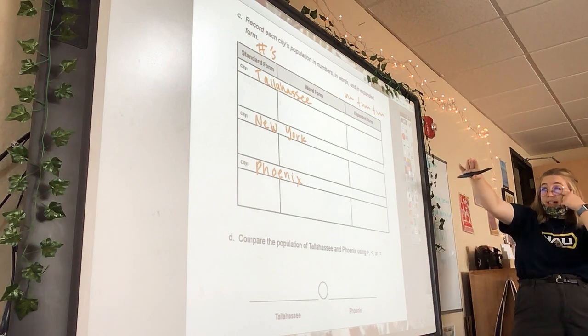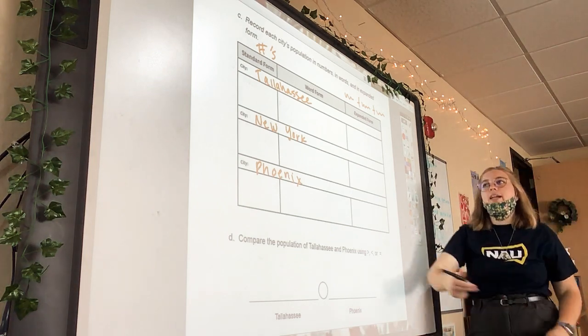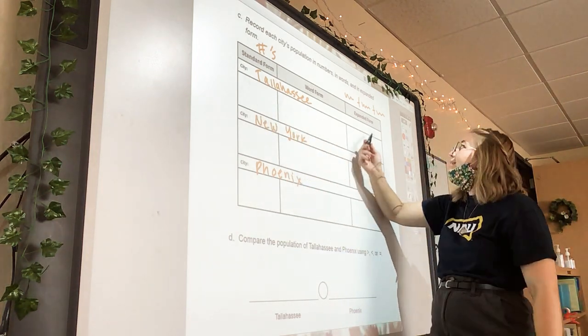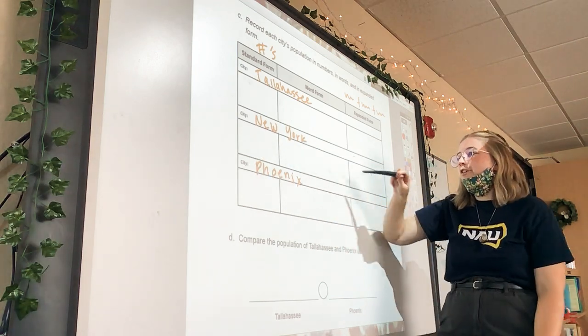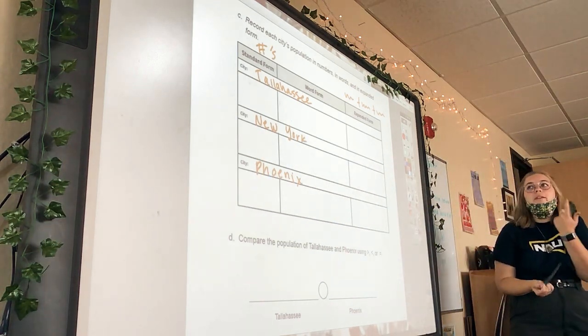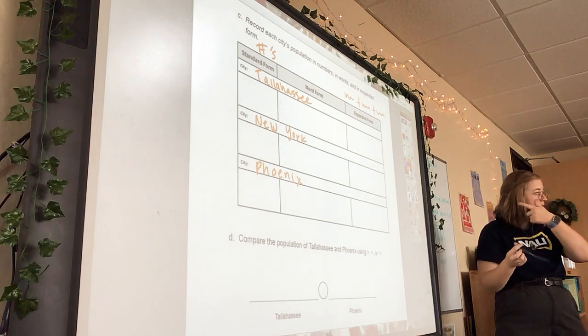Okay, but you're going to write the city names there, and then you're going to write it in standard form, word form, expanded form. Standard form, word form, expanded form, so on and so forth. Okay, everybody good on C? Yes. All right.